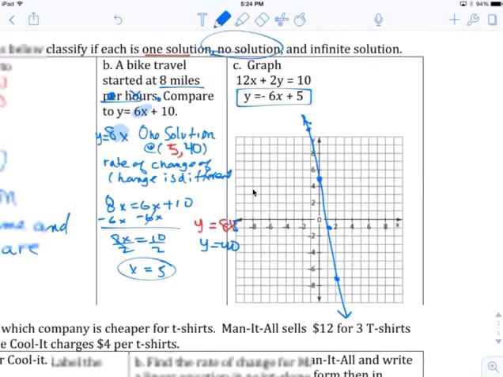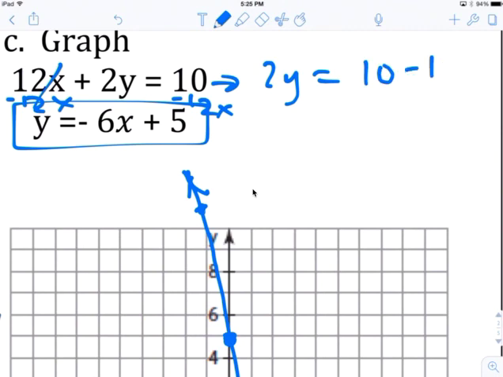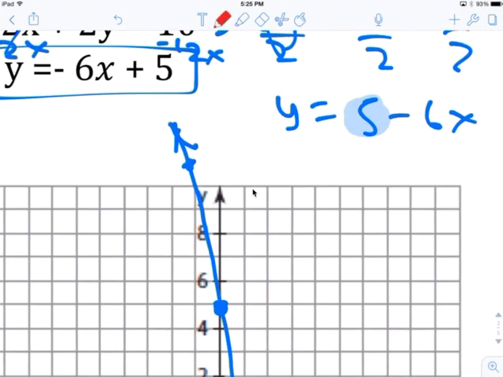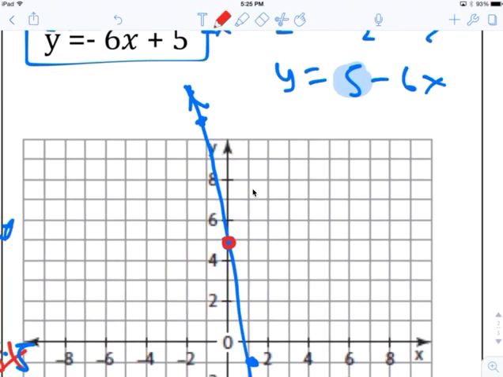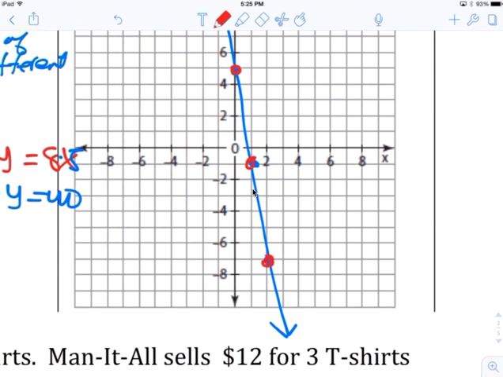Okay. And let's solve this one here. See what that looks like. Minus 12x, minus 12x. So you get 2y equals 10 minus 12x. Divide by 2, divide by 2. y equals 5 minus 6x. 5 is where your starting point is, right here. Down 6 over 1, down 6 over 1. Oops, it's the exact same line.